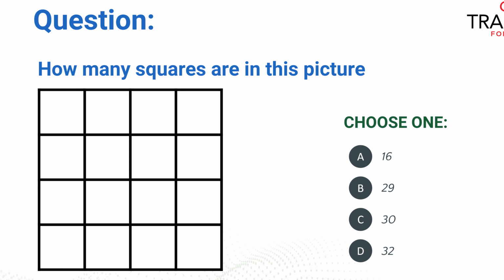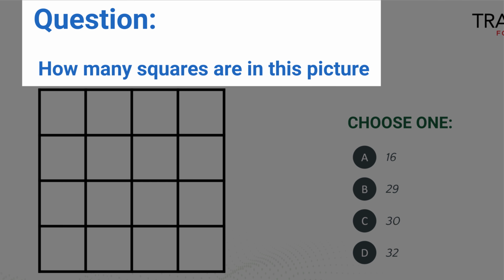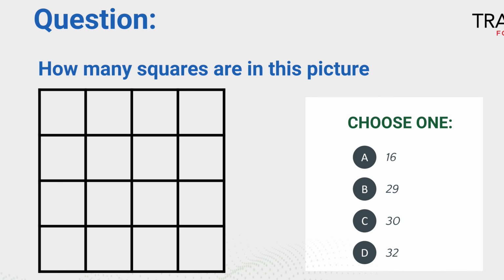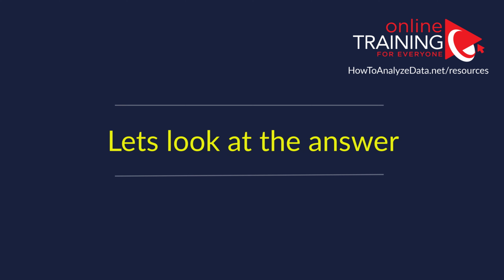And now, let's look at the question which confused tons of people during the test. How many squares are in this picture? And you have choices of 16, 29, 30, and 32. Which one do you think is right?